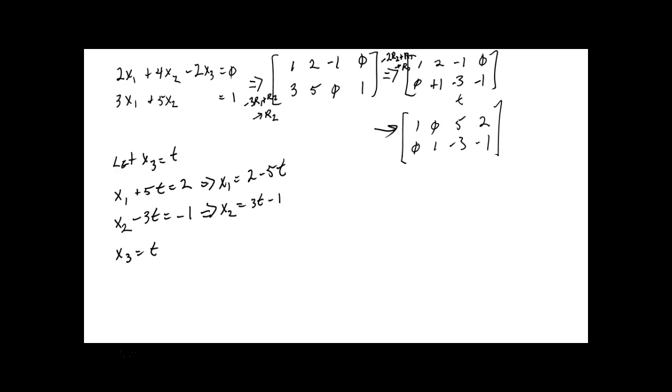You can just write it like that, or you could write it as an ordered triplet, being 2 minus 5t, comma, 3t minus 1, comma, t. And any t you choose, 0 would give us 2, negative 1, 0. That should work. Okay? 1 would give us negative 3, 2, 1. Negative 1 would give us 7, negative 4, negative 1. Okay? Any t you want to choose, there's an infinite number of solutions. Okay? Make sense?